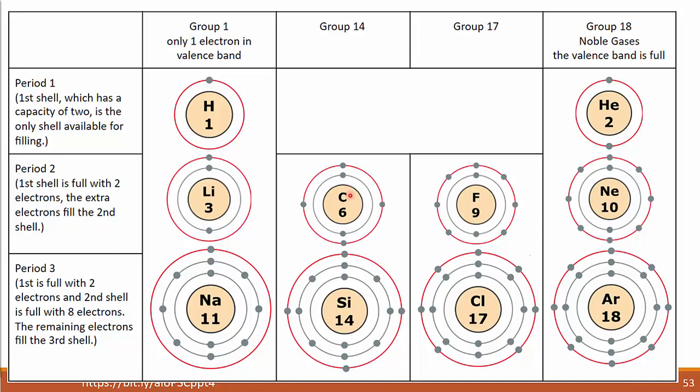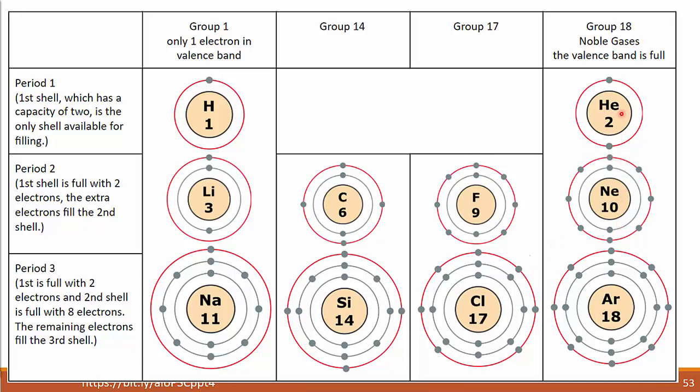If we look, for example, at group 14, carbon has an atomic number of 6, 2 in the first shell and the remaining 4 in the second shell, so 4 valence electrons. Silicon has an atomic number of 14, 2 in the first shell, the next 8 in the second shell, so 2 plus 8, 10. The remaining 4 are in the valence band, the outermost shell, so 4 valence electrons. You can do the same analysis for group 17.